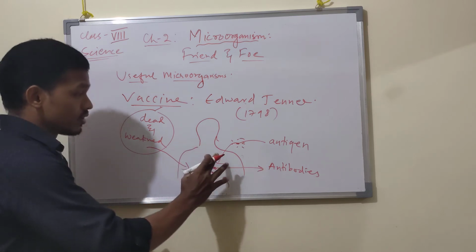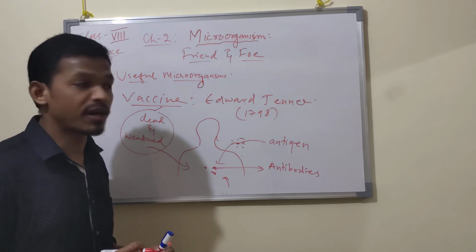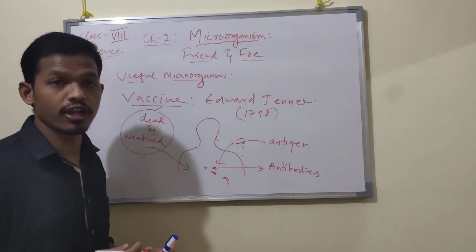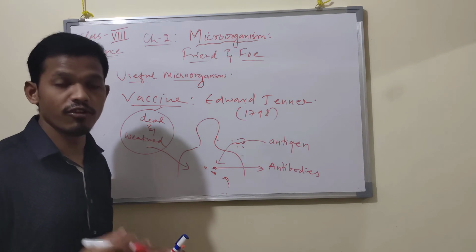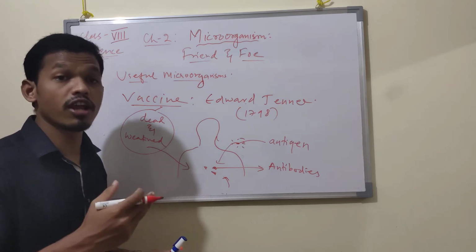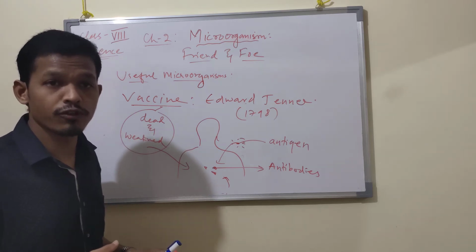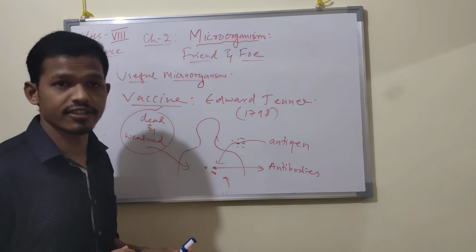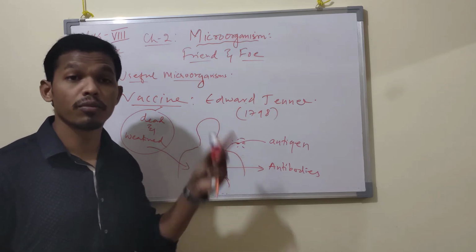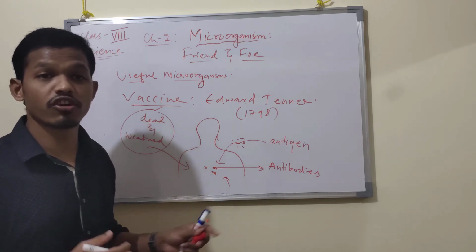Therefore, in childhood, you are given a vaccination at particular periods of time. Also, you will find in newspapers, on TV, or in articles, a pulse polio program, an oral polio vaccination program, conducted in every village and city for children from 0 to 5 years. They are given vaccination so that they can be protected from dreadful microorganisms which cause diseases that cannot be cured.